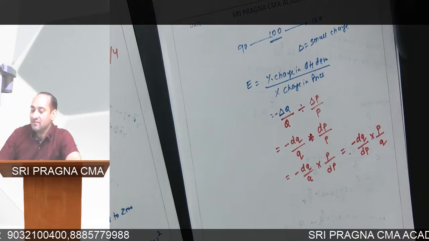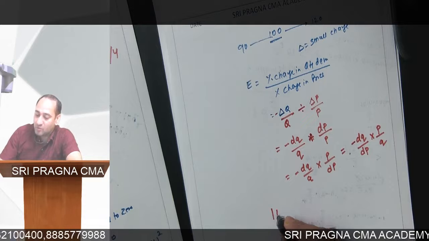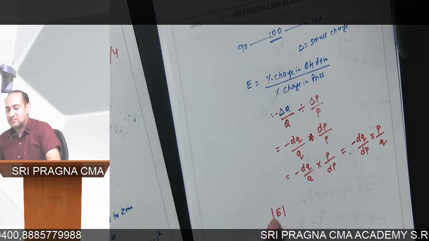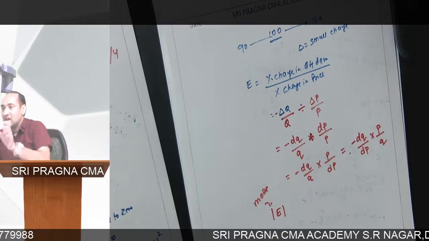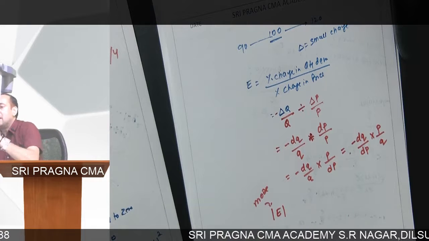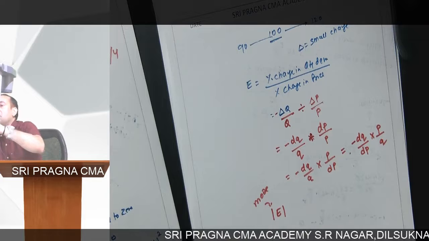So this is the formula we are going to use. We are going to put the mode. Mode, everybody knows. It is read as a mode. Mean, median, mode nahi hai, it's another mode. When we say mode, it means the negative number will automatically become positive.